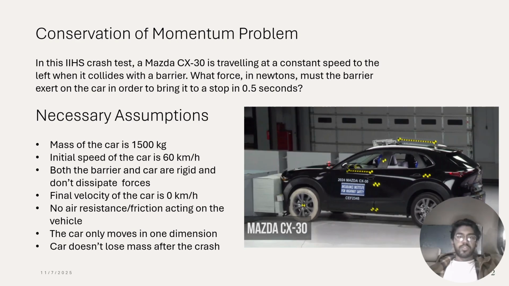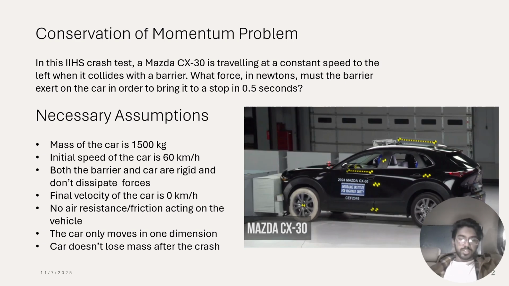Using a segment of the video from IIHS testing a Mazda CX-30, I have created the following problem statement. In this IIHS crash test, a Mazda CX-30 is traveling at a constant speed to the left when it collides with a barrier. What force in newtons must the barrier exert on the car in order to bring it to a stop in 0.5 seconds?